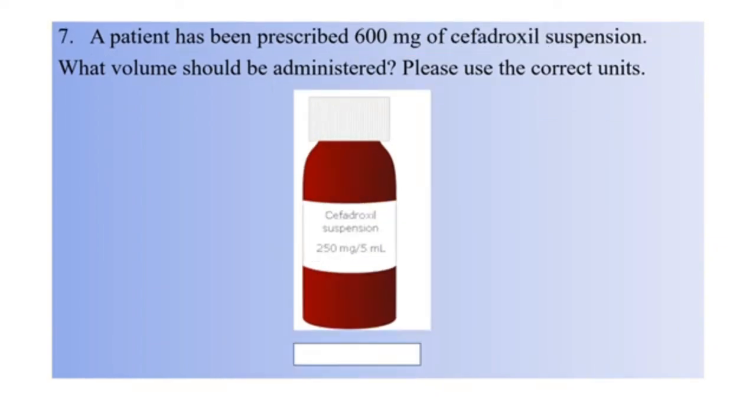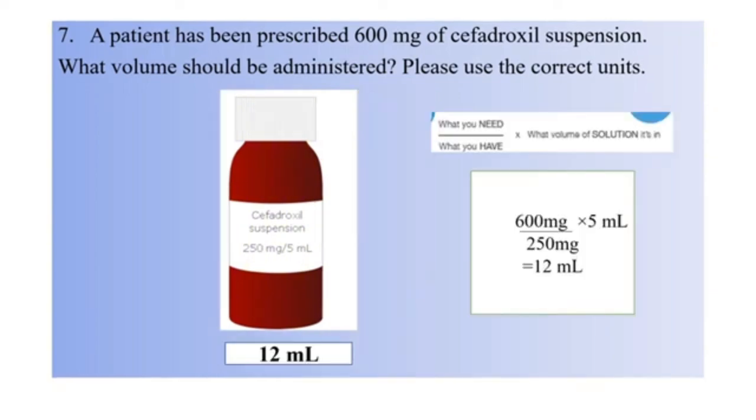A patient has been prescribed 600 mg of cefadroxil suspension. What volume should be administered? Please use the correct units. Correct answer for this question is 12 ml. You can use this formula to calculate this. What you need divided by what you have into what volume of solution it's in. So you need 600 mg and you have got 250 mg in 5 ml. So if you calculate this, you'll get answer 12 ml.